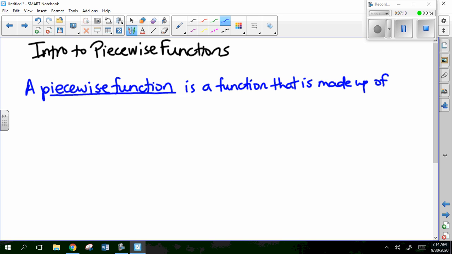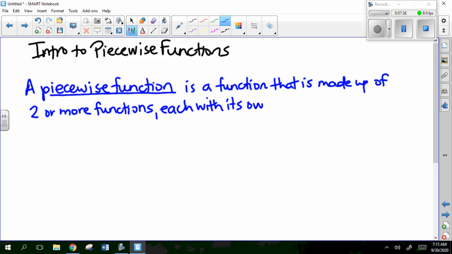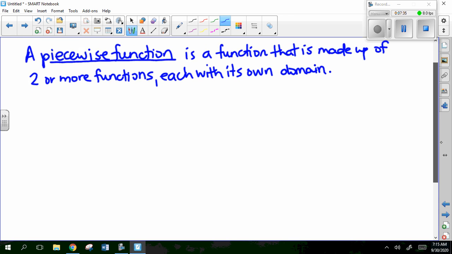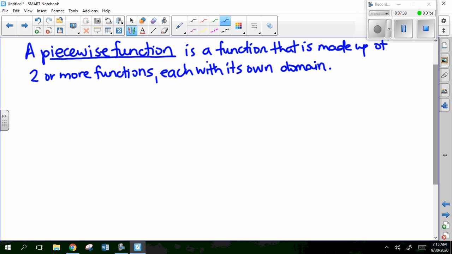of two or more functions, each with its own domain. And we'll talk about that in a second. Right now you just need to know how to evaluate piecewise functions. So that's what we're going to do. We're going to evaluate each piecewise function.